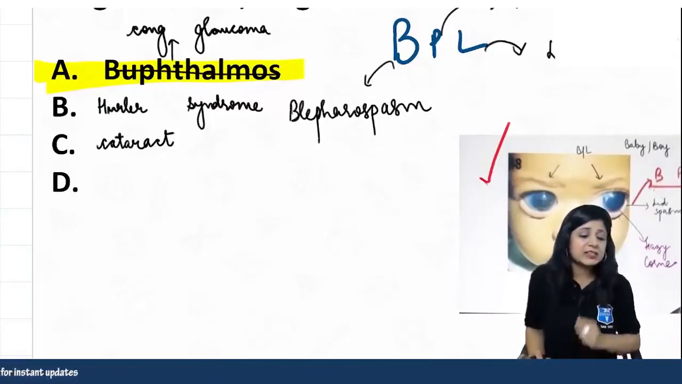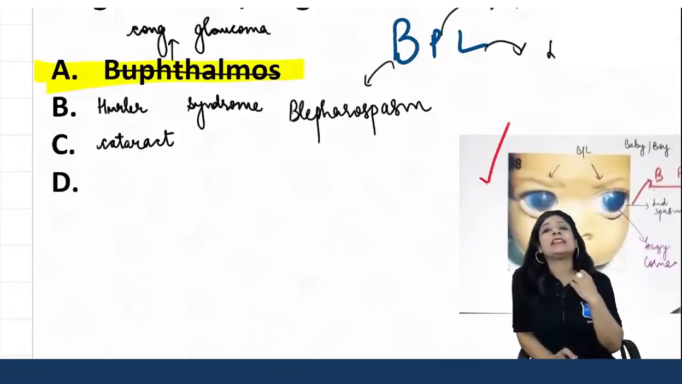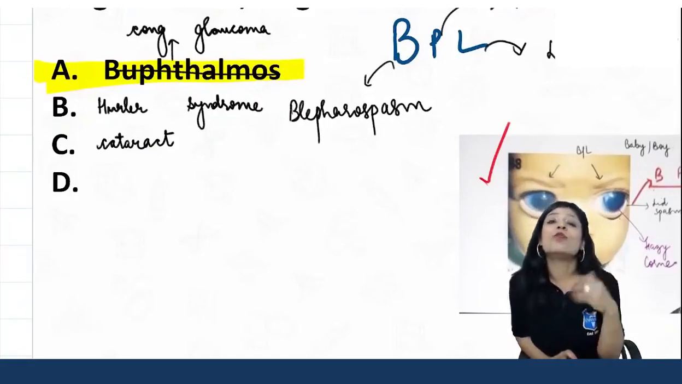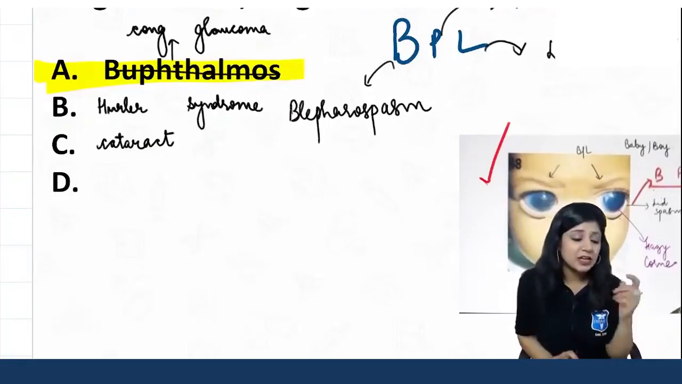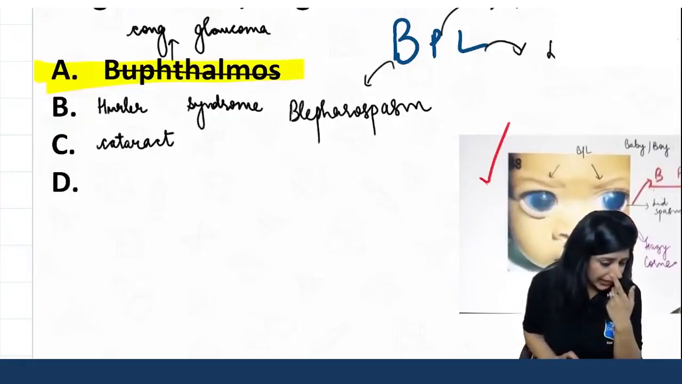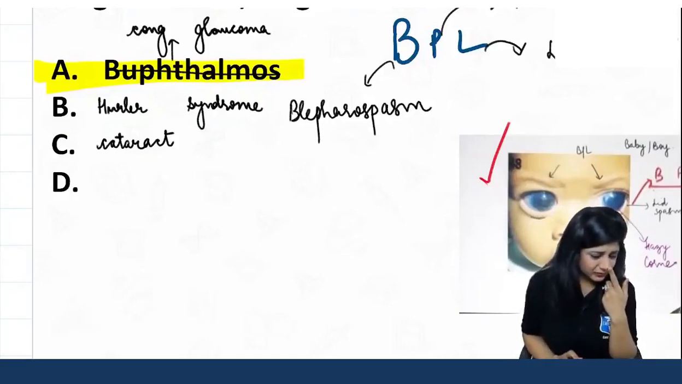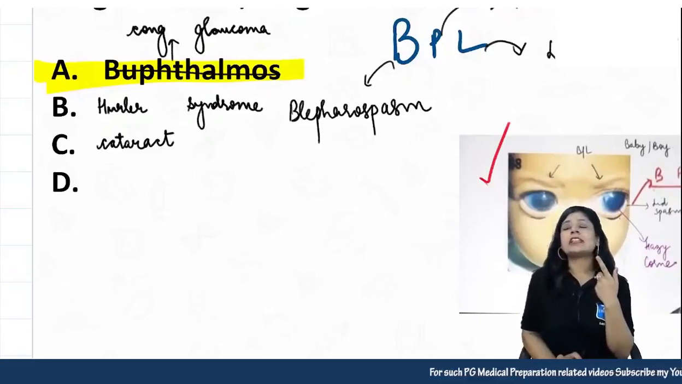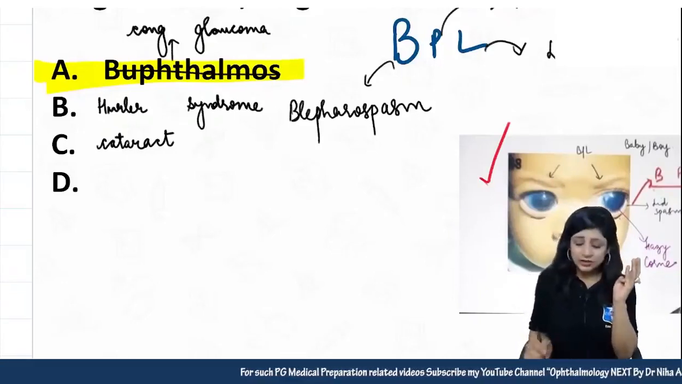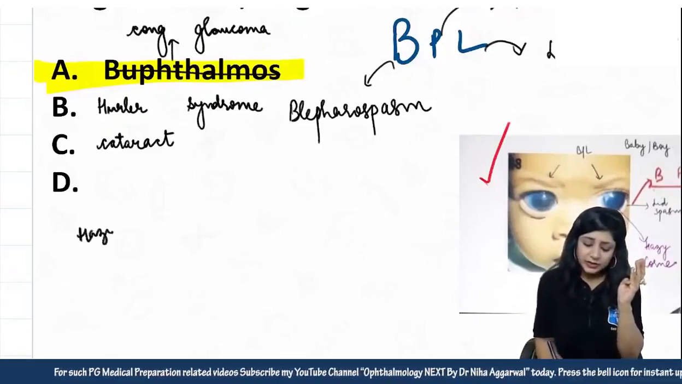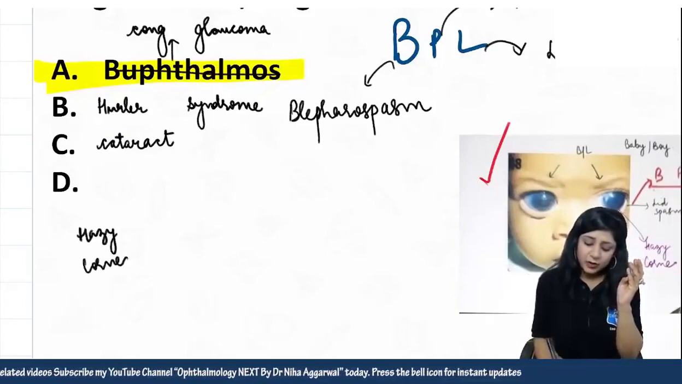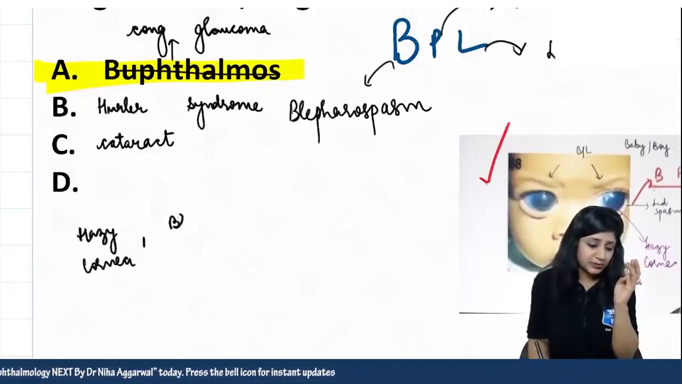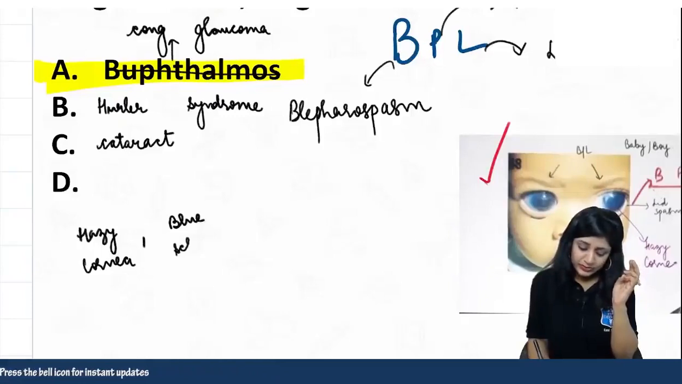What about other things? Did they mention anything in blue in the question? I think blepharospasm was not there. Watering was there. What else was there? Gag. Gag was given in the options. Other than that, did they give hazy cornea? Some of these they had given. Hazy cornea and blue sclera.